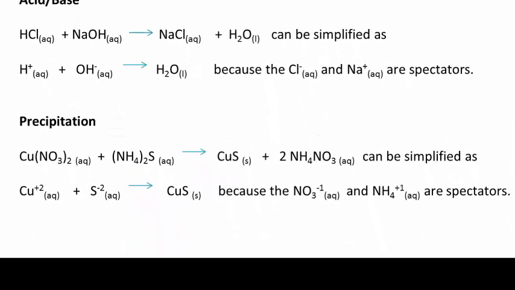A precipitation reaction, similarly, we gave a prototypical precipitation reaction of copper(II) nitrate plus ammonium sulfide. Mix these two solutions together, you form copper(II) sulfide and ammonium nitrate. But actually, this can be simplified if we look at only what is really happening in the middle of the dance floor. What is really happening? It's copper 2+ cation reacting with sulfide anion to form the insoluble precipitate copper(II) sulfide. The nitrate and the ammonium are still in aqueous solution, diffusing around. They don't know what has happened.